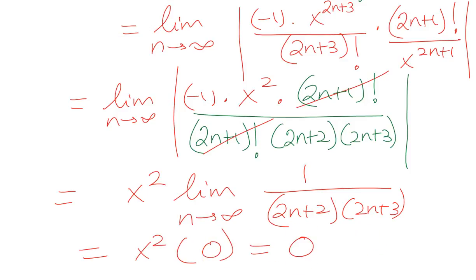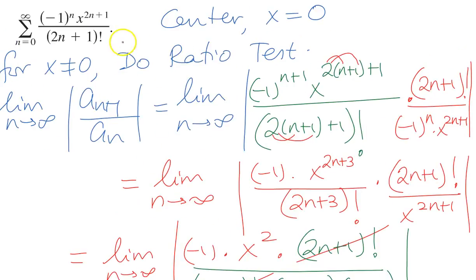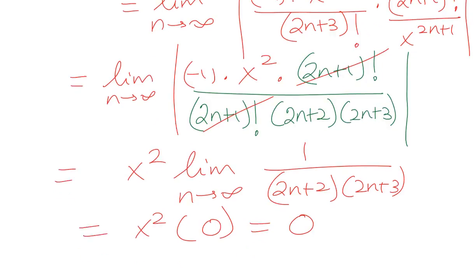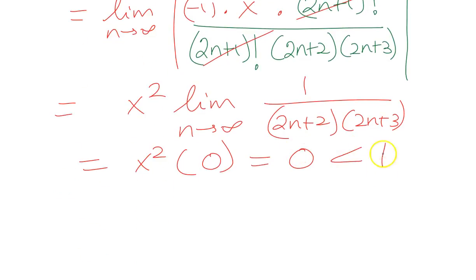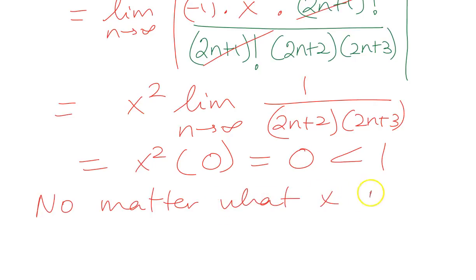So what do we have? We did the ratio test. The limit of this ratio, a_n plus 1 over a_n, is actually 0, which is less than 1. In this case, we have a numerical value for the limit of the ratio. So no matter what x is, the limit is 0.